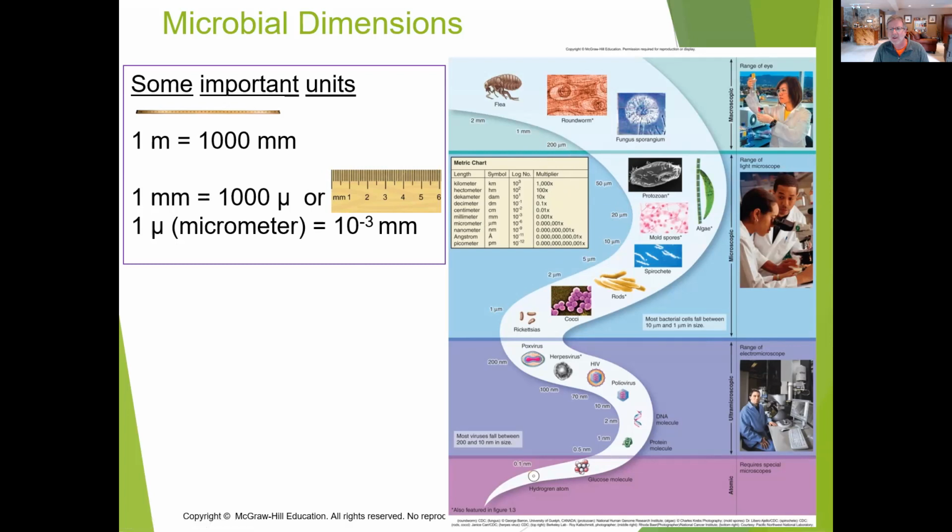Okay. So when we look at protozoa, which we will in lab very soon, or mold spores, or certain types of bacteria, like we see here, we're going to be using micrometers to indicate their sizes. We can't see them with the naked eye. We would have to use a compound light microscope.